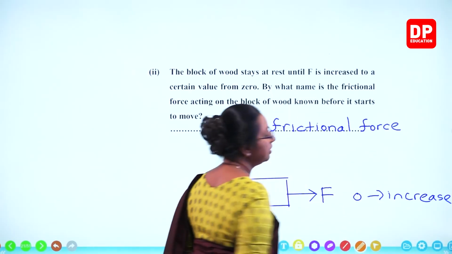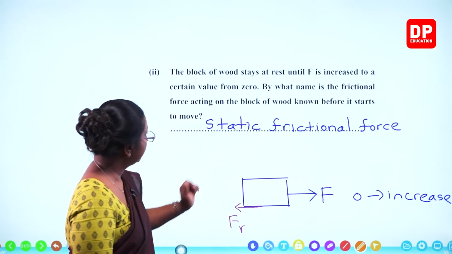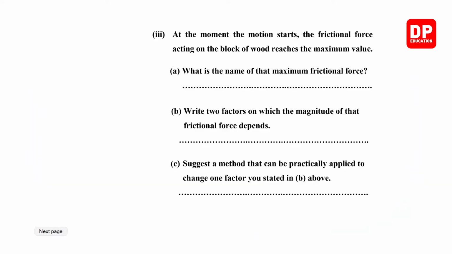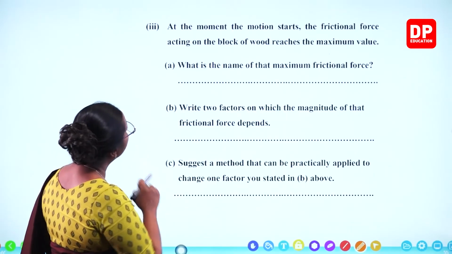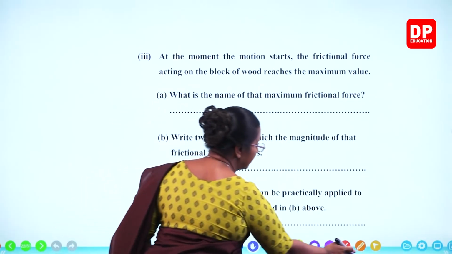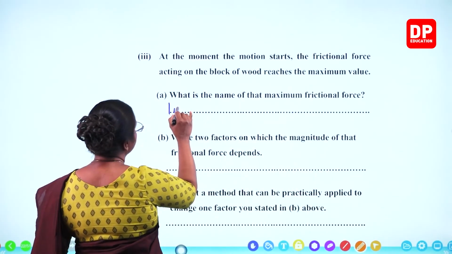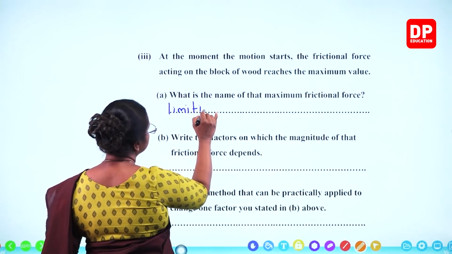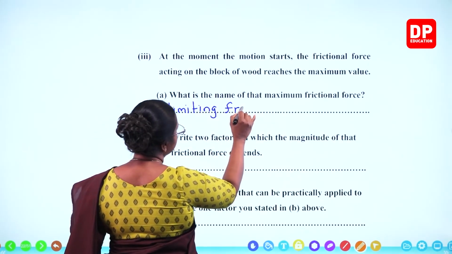Static frictional force. Then I'll move to the next part. So here, third part. At the moment the motion starts, the frictional force acting on the block of wood reaches the maximum value. So I told you all these. What is the name of that maximum frictional force? It is the limiting frictional force.